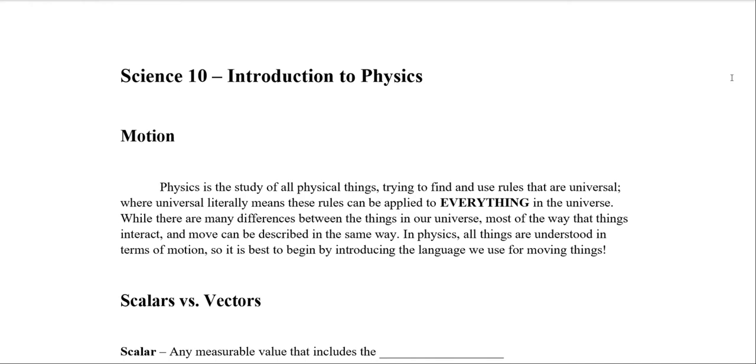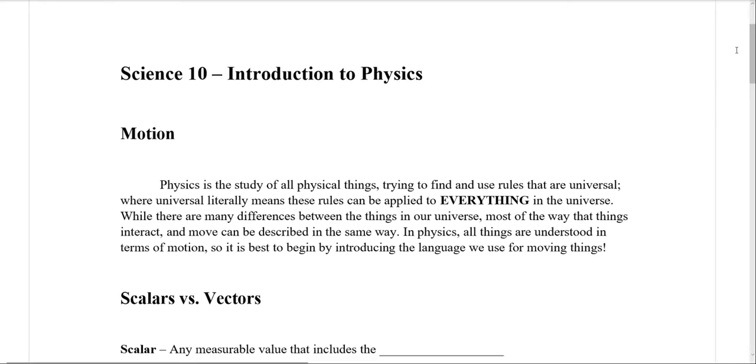This is exciting, a new chapter. Now, physics, it's the study of all things. We're trying to find and use the rules that are universal, which means we want to apply them to literally everything in the universe. We want a rule to describe everything. Now, you might think that there are a ton of differences between things throughout everything in the universe, but there's something that's always the same. And the way things move are always the same. We can describe them in the same way. So physics truly begins with understanding motion and how we can describe things moving.